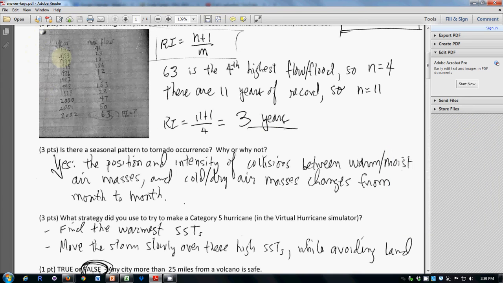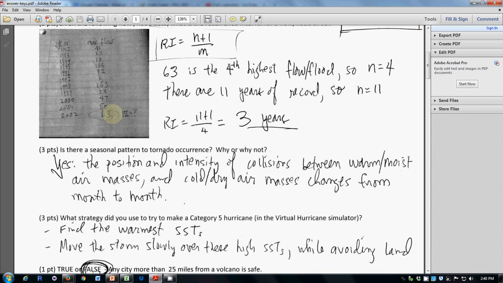This is the lab quiz, and in it I first provide you with 11 years of data, all the way from 1992 to 2002, and you can count that there's 11 years of record. Then the largest flood, or the largest flow rate, for each of those years is listed, and the inquiry is about what is the recurrence interval for a value of 63.